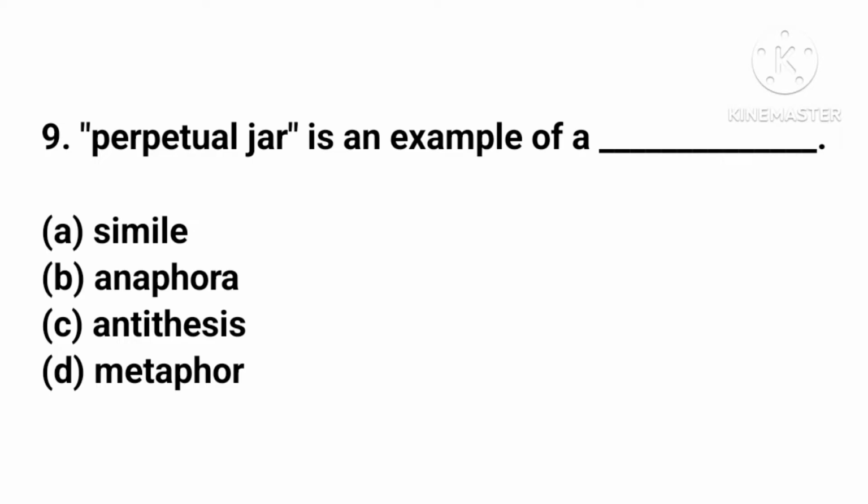Perpetual jar is an example of a dash. Option A, simile. Option B, anaphora. Option C, antithesis. Or option D, metaphor. Very good. Perpetual jar is an example of a metaphor. It metaphorically shows a jar that is non-ending, that is endless, and it fills all our aspirations. It is filled with all our earthly wants.